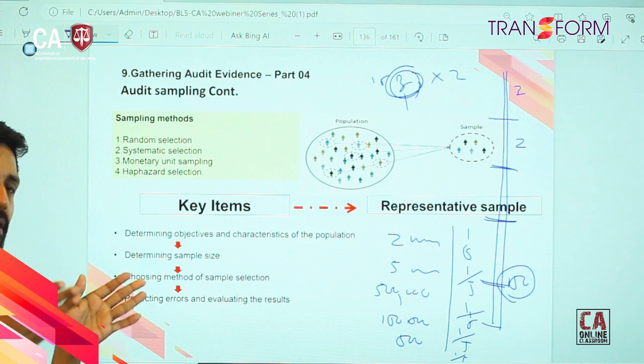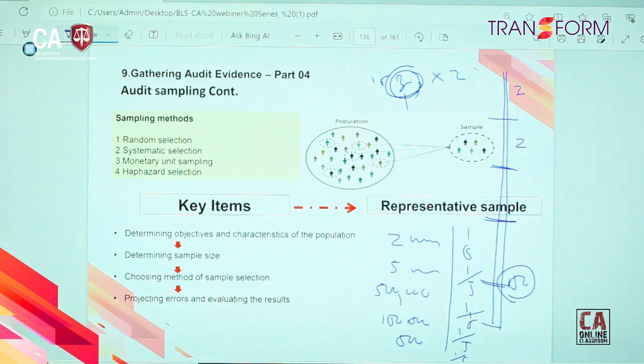So if we have 12 months of transactions, selecting 5 transactions from each month is a systematic selection, right. That is easy, and it depends on the nature.